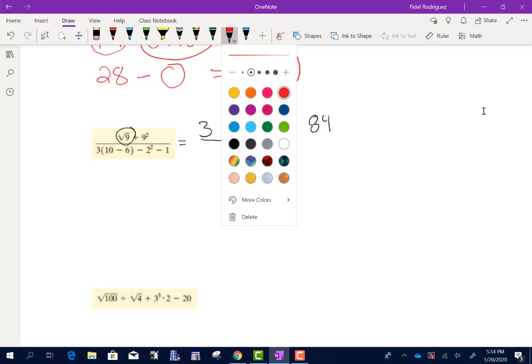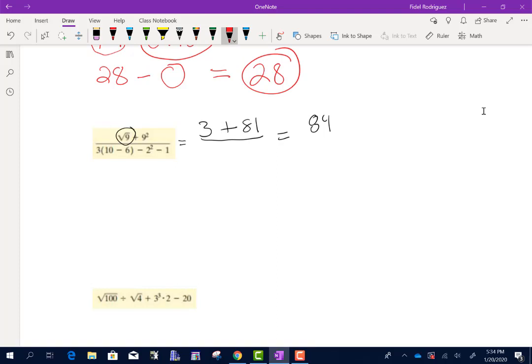Okay. Now let's come back and do the bottom. So we do have parentheses here. The first thing is 10 minus 6 is 4. Minus, let me go ahead and do the 2 squared here, which is 4, minus 1. Now I'm going to do the next step, which is to multiply. So 3 times 4 is going to give me 12. Minus 4 minus 1. Well, 12 minus 4 is 8, minus 1. And 8 minus 1 is what, 7?